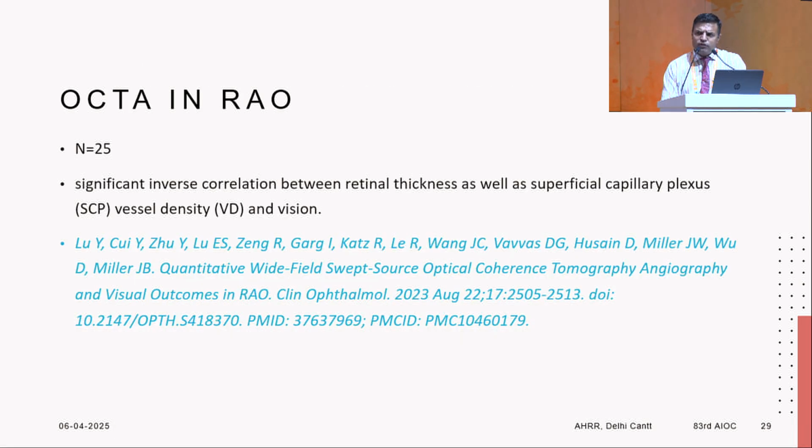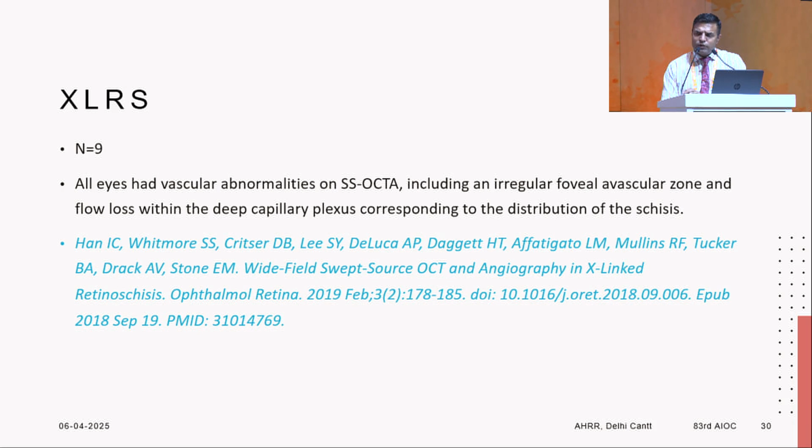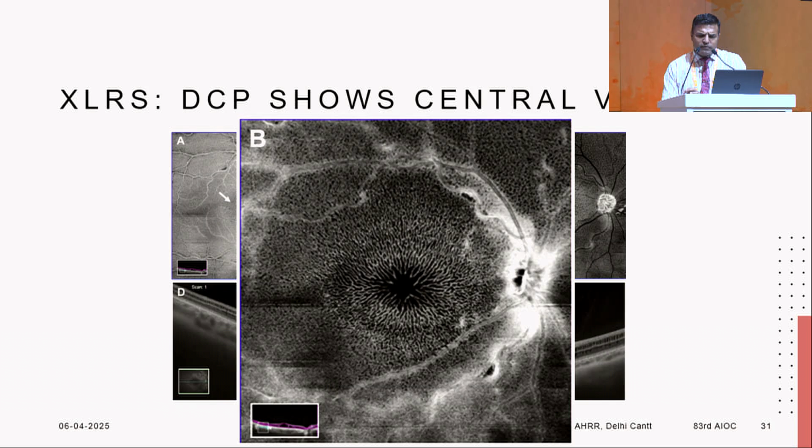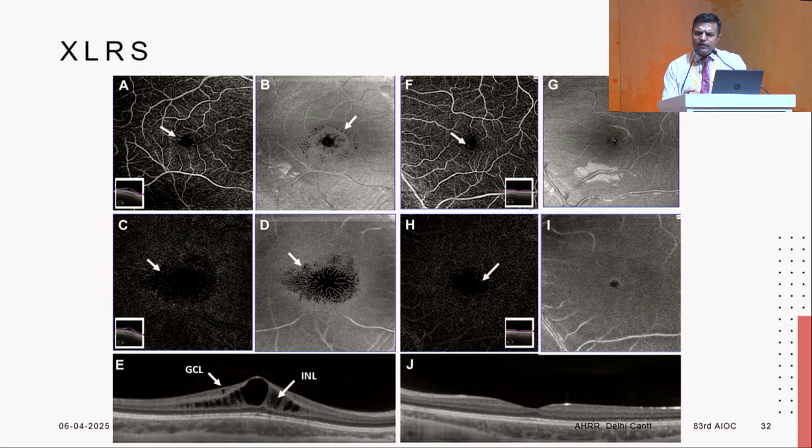Similarly, OCT angiography has been studied in arterial occlusions where there is an inverse correlation between the retinal thickness and superficial capillary vascular density with the final visual outcome. For research's sake, OCTA was studied in cases of XLRS where they have given out these beautiful flow void areas in the deep capillary plexus. They help us in finding out the staging and the progression of the disease, but again the impact on management of XLRS based on OCT angiography remains to be seen.